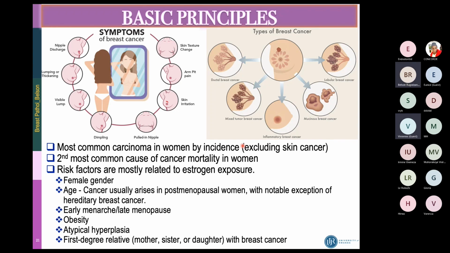So it is the second most common cause of cancer mortality in women. The risk factors are mostly related to estrogen exposure. I think we had two or three slides on this when we saw general pathology, neoplasia. So female gender, of course, because of estrogen. Age: it usually arises in postmenopausal women, with the notable exception of hereditary breast cancer.